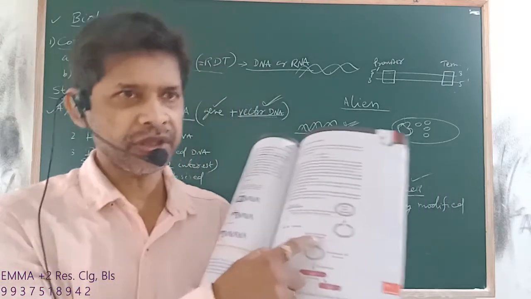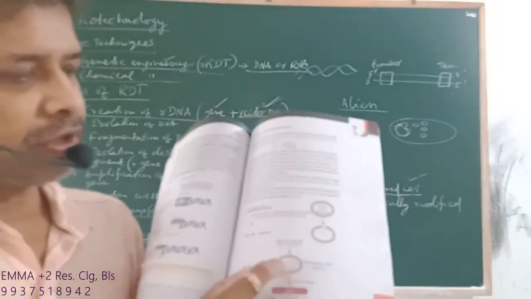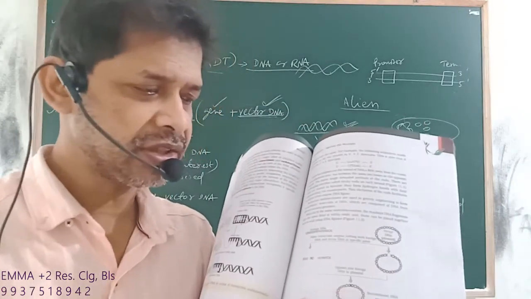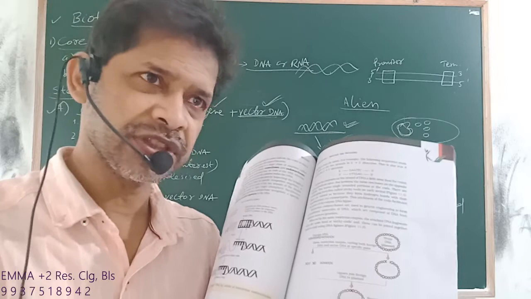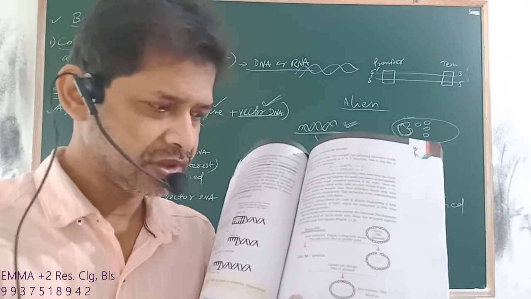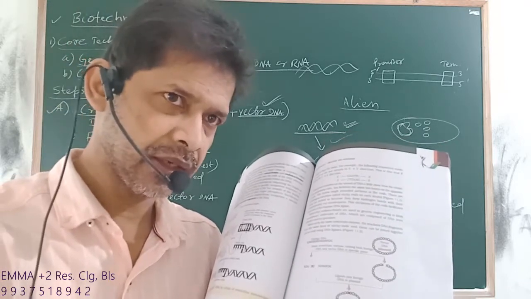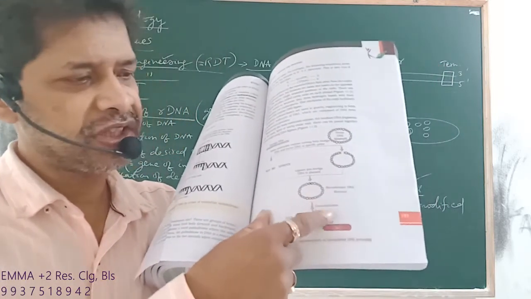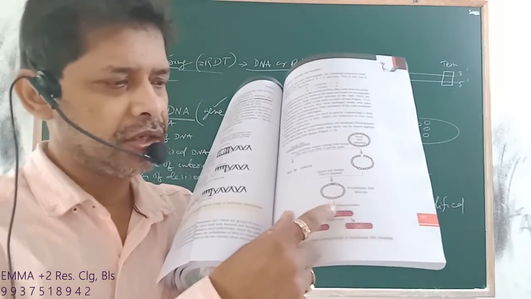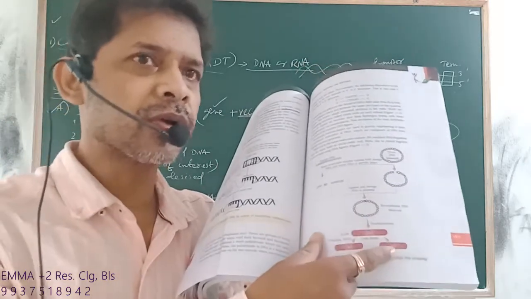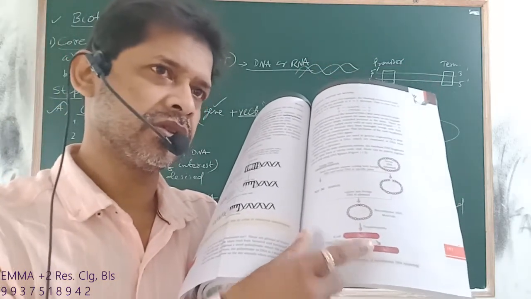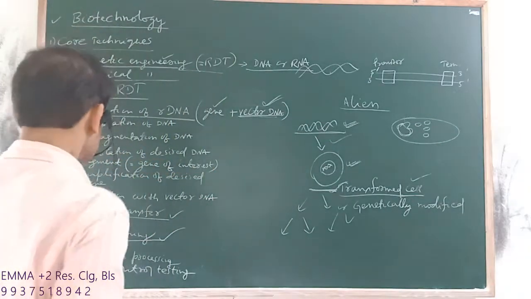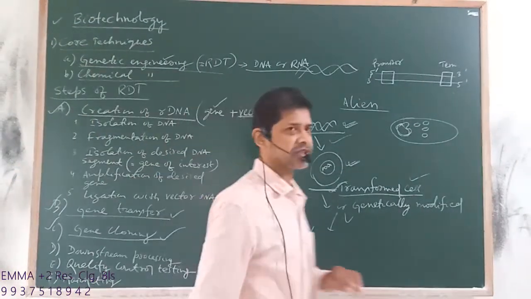So this recombinant DNA will be introduced into a cell. Once it is introduced, I told you the process is transformation. The cell is a transformed cell or genetically engineered cell. So this genetically engineered cell undergoes cloning. So 3 steps, you got it. Now you see what happens after cloning.